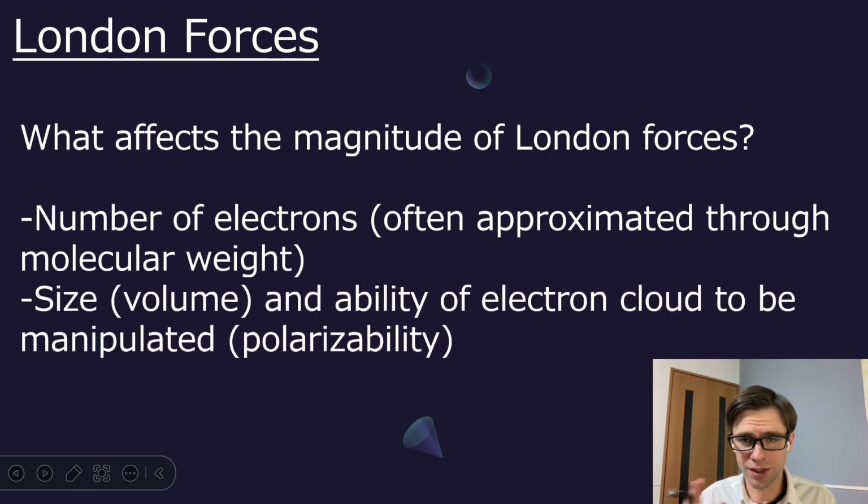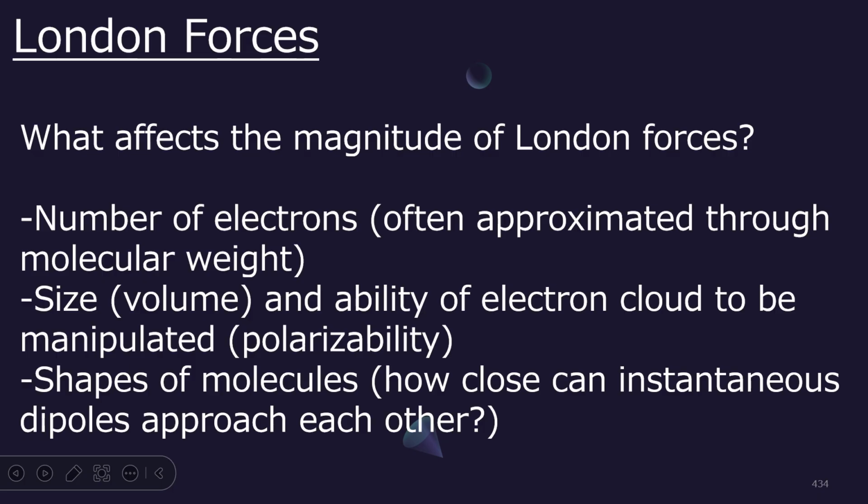Size and volume of the electron density area, and the ability of the electron cloud to be manipulated. That's the polarizability, the electron density. These are huge factors in London forces and their strength. So larger volume, I think, and higher polarizability, so more chance to spread around that large volume, lead to stronger London forces. Shapes of molecules are also important. How close can instantaneous dipoles approach each other, or induced dipoles approach each other? And shapes will highly affect that. I'll show you on a following slide.